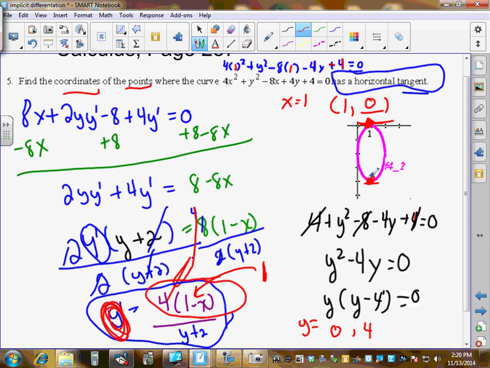We also can see that when y is, that should be a positive 4. My apologies. See, that was plus 4 there. So let's change that to plus 4y. That means when y is negative 4, when x is 1 and y is negative 4, we also have a horizontal tangent right here. Okay, so those are our answers.